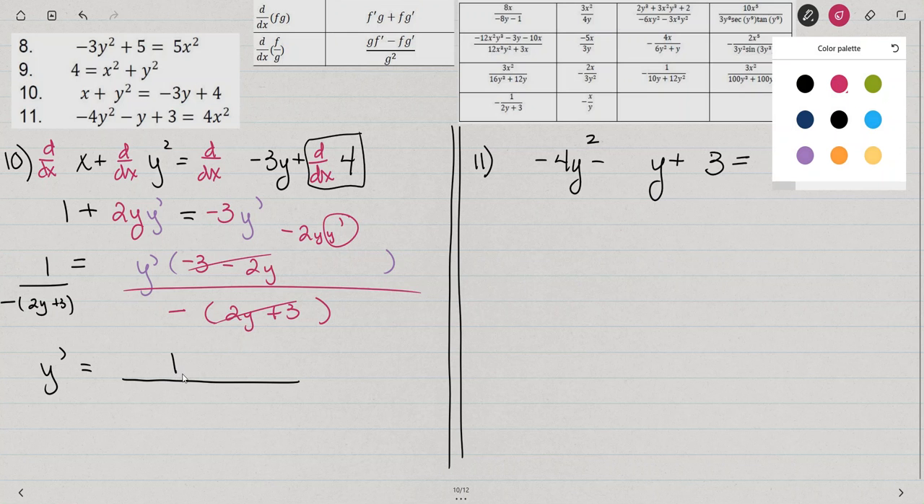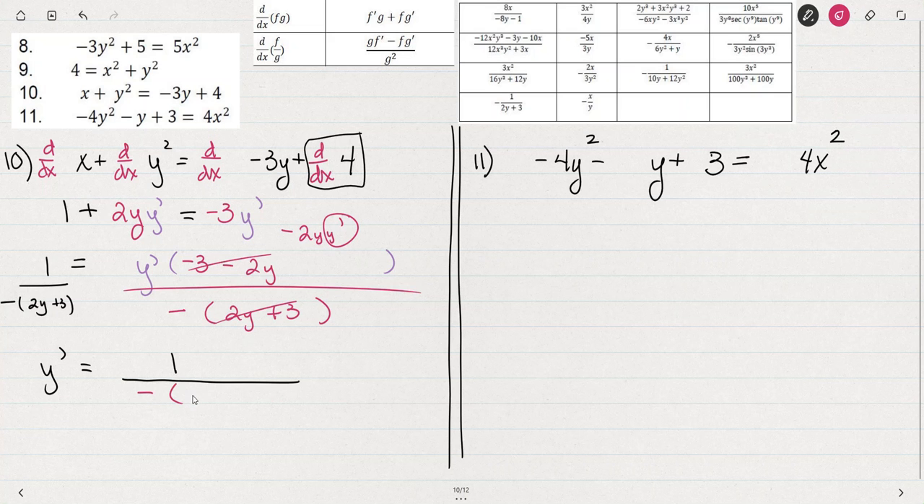Divided by the opposite of 2y plus 3. And that's it. Number 11. Remember to do the derivative with respect to x of each term. That's the first step.